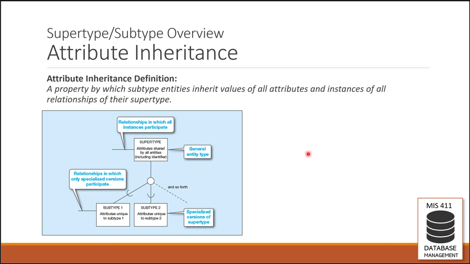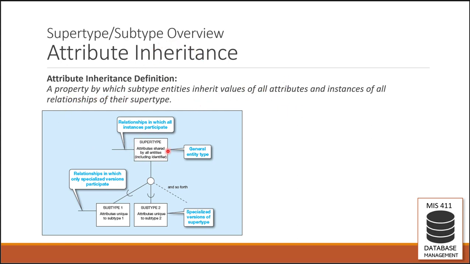In a roundabout way, we've already touched on how supertypes and subtypes work, just by the exploration of when we would use them and when we wouldn't. But just to reiterate, when you have a supertype and subtypes, the subtypes are going to get what's called attribute inheritance. The definition of attribute inheritance is a property by which subtype entities inherit values of all attributes and instances of all relationships of their supertype. So even though it's attribute inheritance, it actually refers to both attributes as well as relationships.